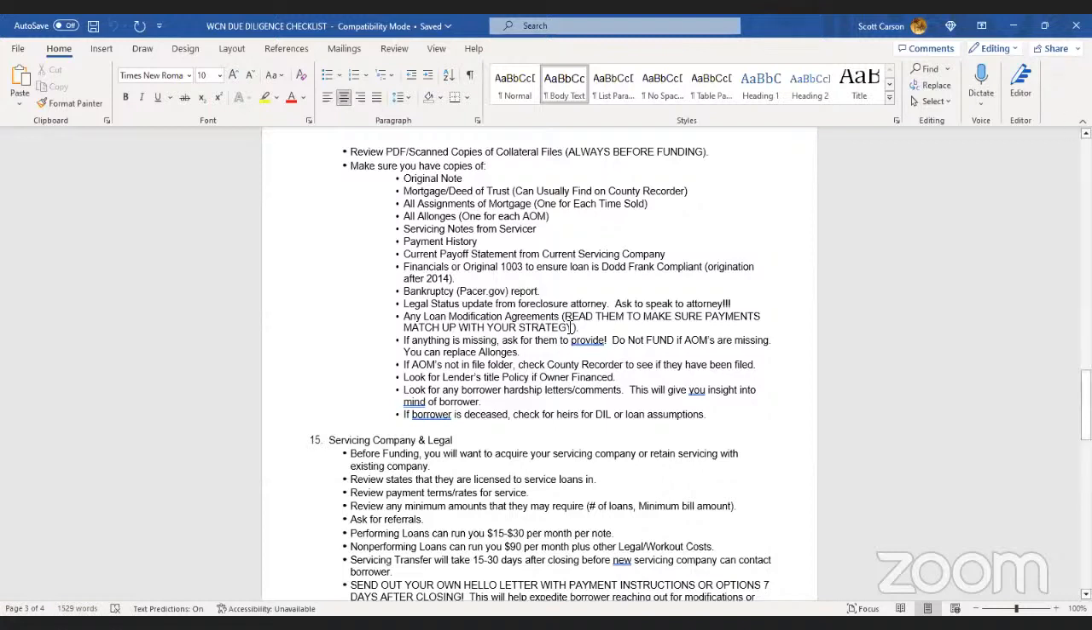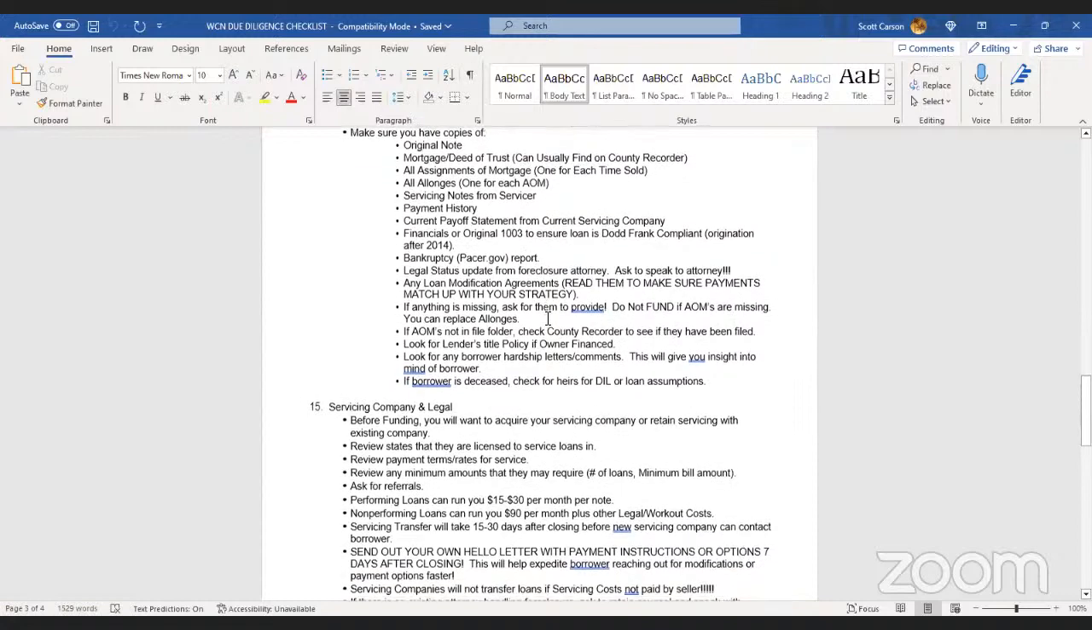Okay. If anything is missing, ask for them to provide it. Do not fund at all if the AOMs are missing. Now, if the allonges are missing here or there, that's okay. But the AOMs, the assignments of mortgage, get those before you fund. Do not fund before you get those, or the collateral file. Okay, copy the note. If the AOMs are not in the file folder, like I said, check the county recorder. They may have been filed and just not showing up in the scan file folder. If they're showing up on the county recorder, that's good.